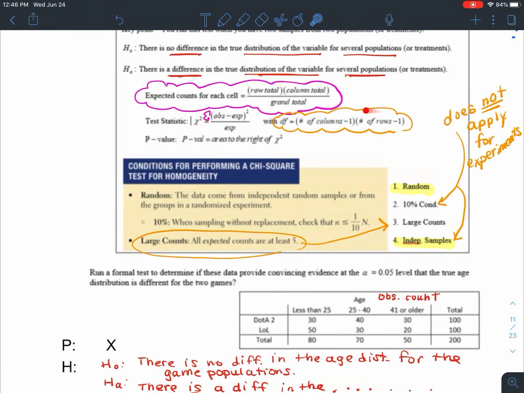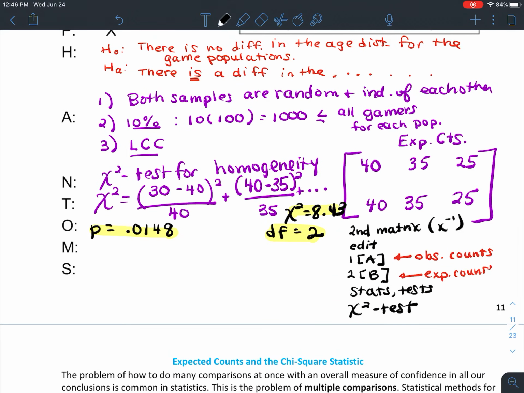But I just want to draw your attention to the fact that up here, the degrees of freedom is always the number of columns minus 1 multiplied times the number of rows minus 1. So if you look at what we had here, we had 3 columns, we had 2 rows. If I were to just do that by hand, the degrees of freedom, 3 columns minus 1 times 2 rows minus 1, I would end up at 2 degrees of freedom. Okay, it's not a difficult calculation to make, but the calculator does report it for you.